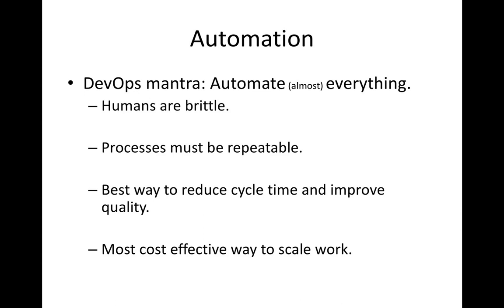Versus if you have humans performing a certain process, then humans are liable to make mistakes somewhere along the way. Automation allows us to very cost effectively scale our work. It allows us to reduce the cycle time of our processes and ultimately improve quality.